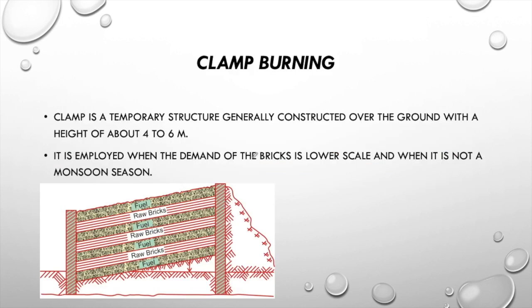Now you can see the clamp burning here. Clamp is a temporary structure generally constructed over the ground with a height of about 4 to 6 meters. It is employed when the demand for bricks is on a lower scale and when it is not the monsoon season. Okay, in the monsoon the clamp is above the ground, so in the monsoon season it will lead to improper burning, or it may lead to low quality brick production.